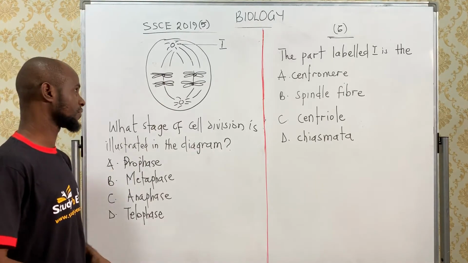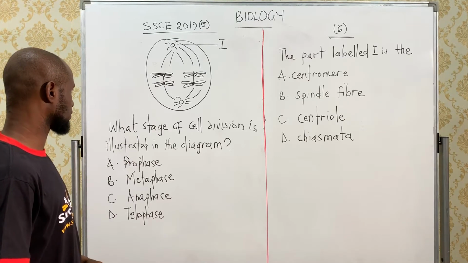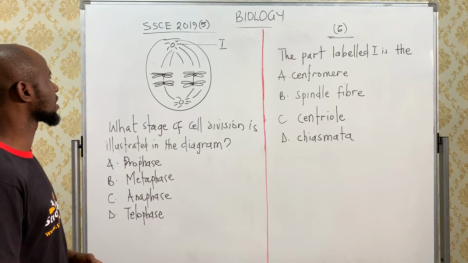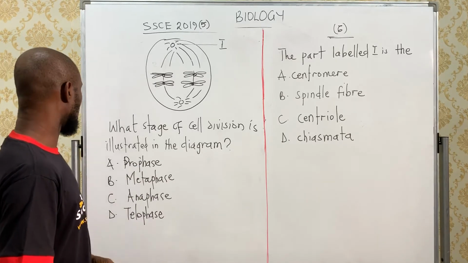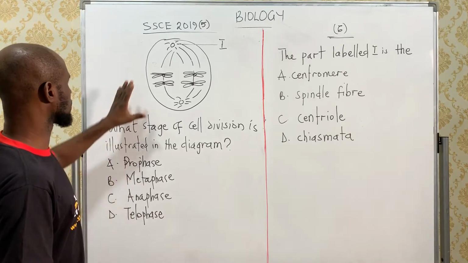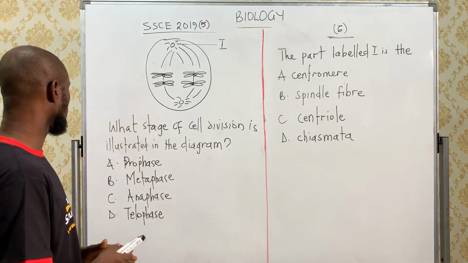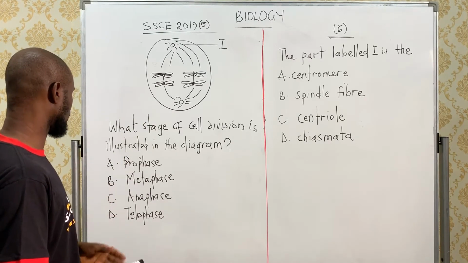Now we're on question 5. What stage of cell division is illustrated in the diagram? This diagram is a diagram of a stage in cell division, for example, mitosis. Let's look at what phase of the mitosis we have for this diagram. A, prophase; B, metaphase; C, anaphase; then telophase.